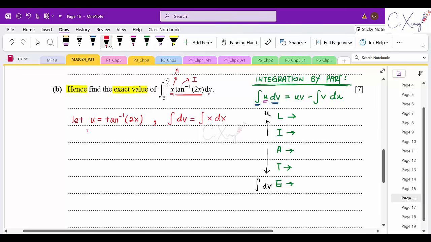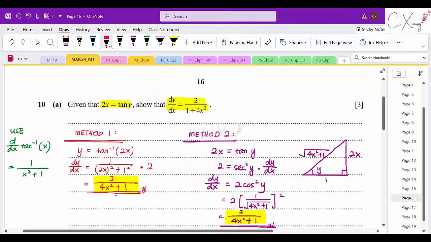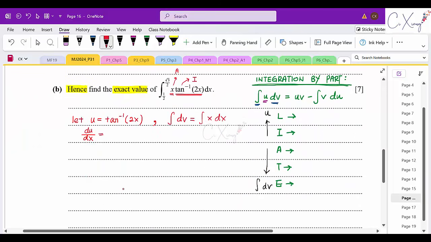Then for the u part, you find out the differentiation. So du dx, I found out the differentiation just now: differentiate tangent inverse 2x, you get this one. So directly you get 2 over 4x squared plus 1. Then for integration, integrate dv. Actually, here is a 1, we didn't write it out. So integrate 1 dv, you get v. Integrate x, you have x squared over 2.